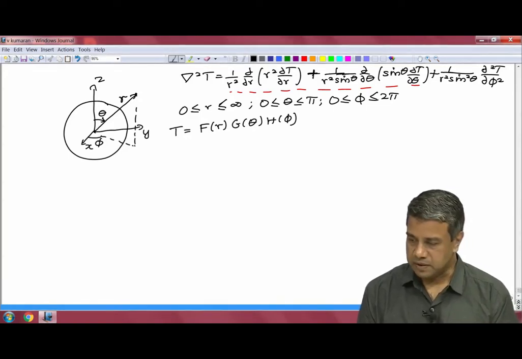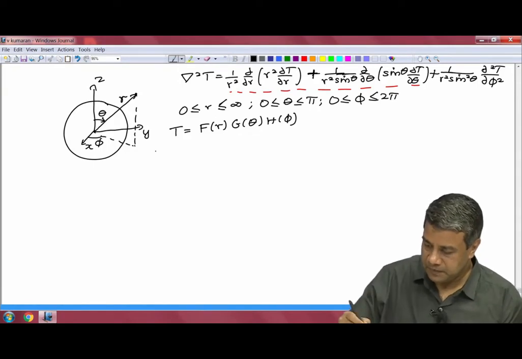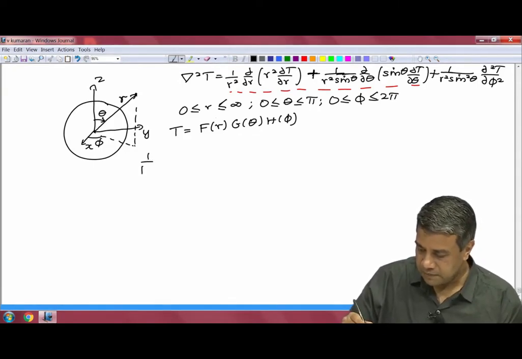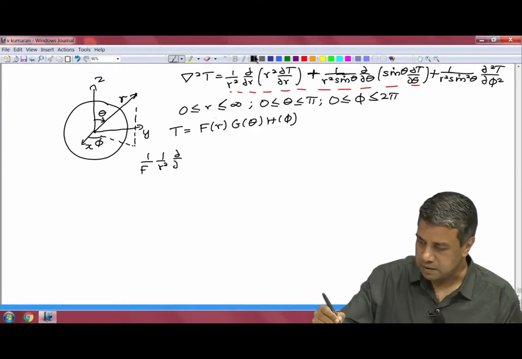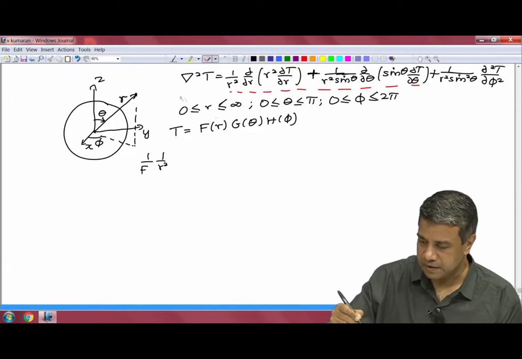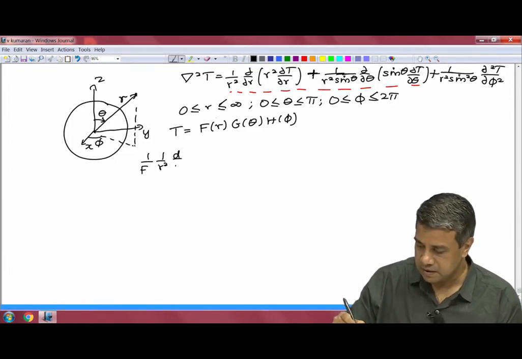If you do that, you will get 1 by f 1 by r square d by dr, or since I have done separation of variables, this will be total derivatives.